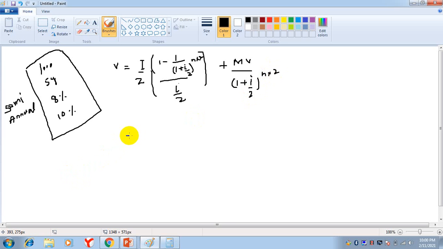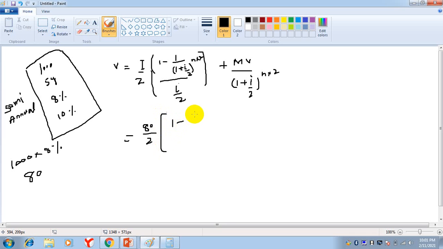Now, interest 8%. 1000 multiplied by 8% annual, so we will get $80. But now 80 will be divided by 2 because we are getting interest 2 times a year.